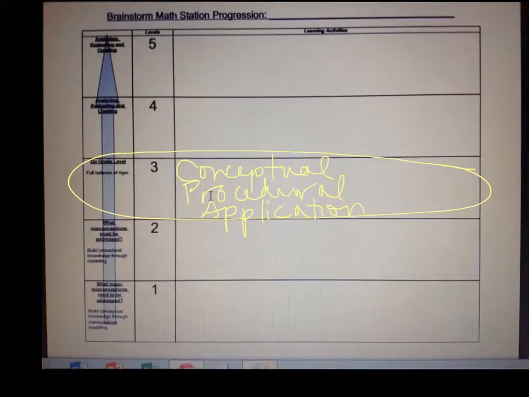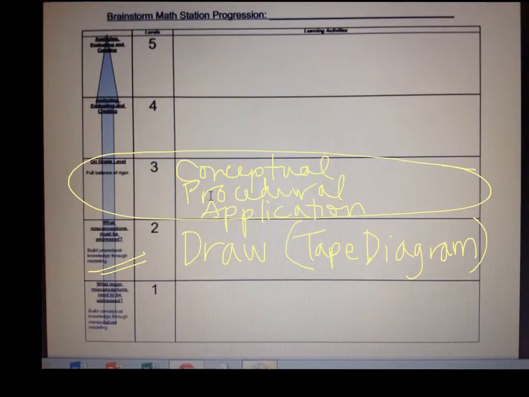So here, if you're thinking about level 2, what additional procedural skill, what might students be expected to draw? For example, a tape diagram in order to help them see the concept in context.